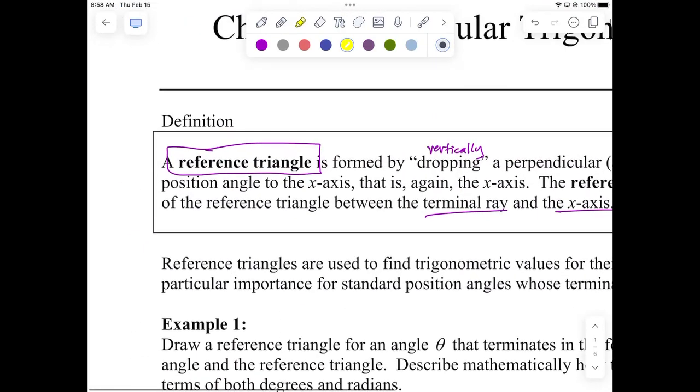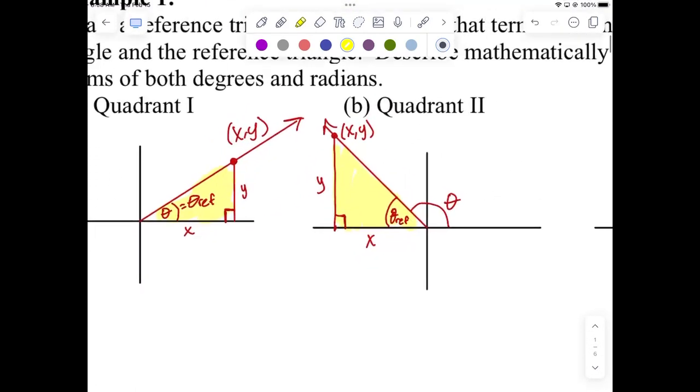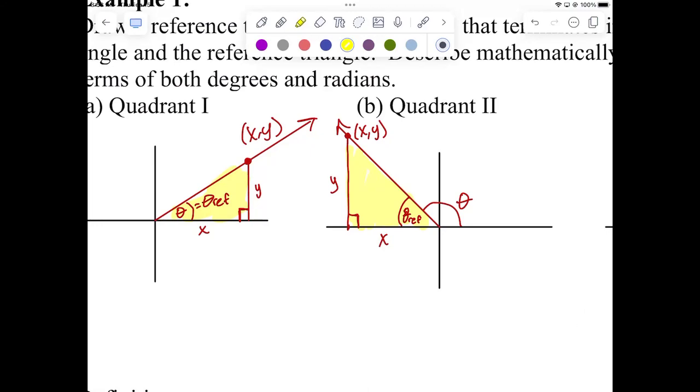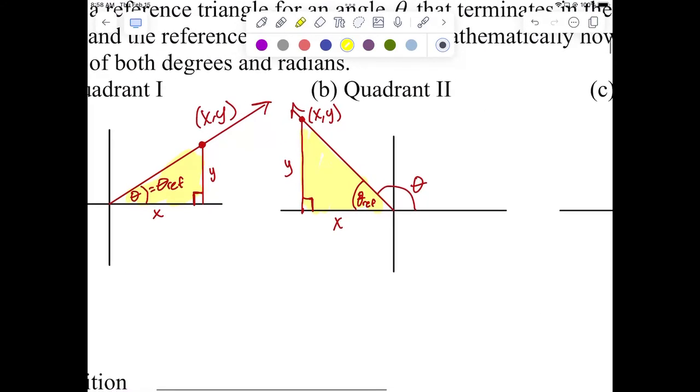It is a right triangle. What's it called? That's your word of the day. Reference triangle, right? Reference triangle. And the reference angle is always going to be the positive acute angle of your reference triangle. Okay? Now, let's review. How would we find theta ref in this case?